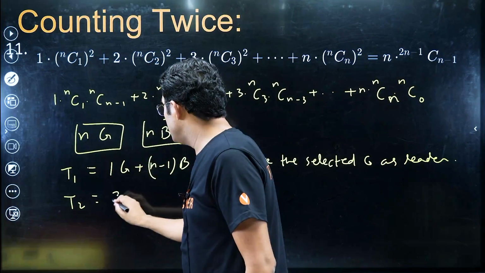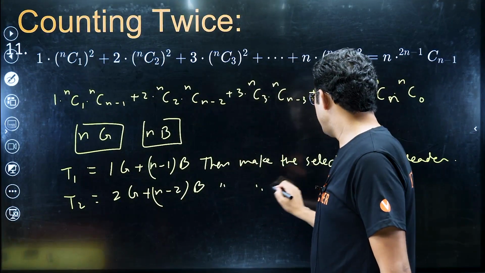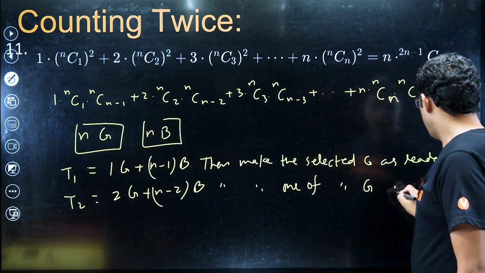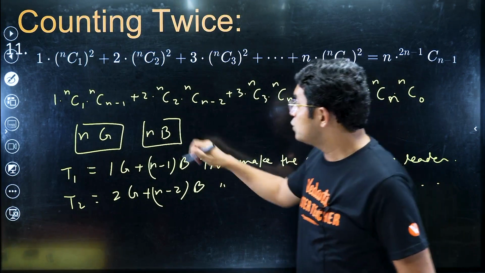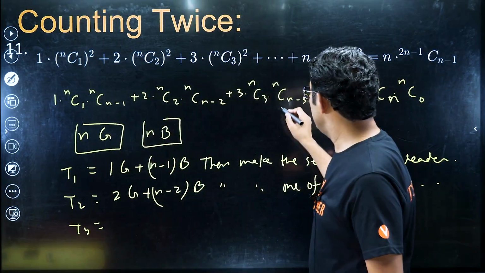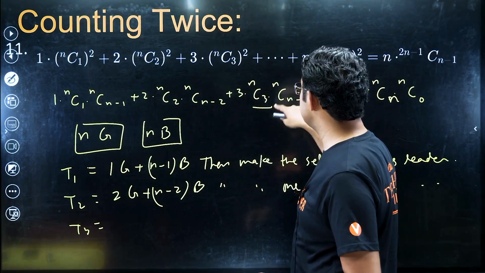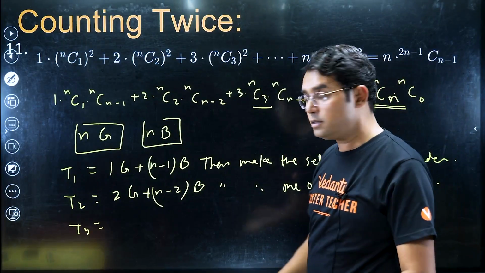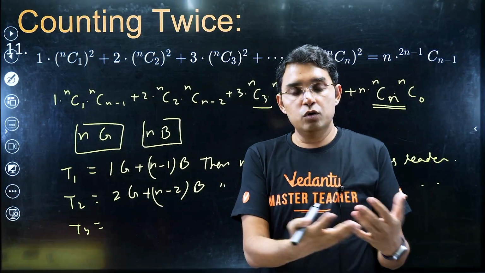But term 2 says 2 girls plus n minus 2 boys to be selected, and then make one of the selected girls as leader. Because 2 girls are selected, you will have 2 choices whom to make a leader. So you will be multiplying by 2. Similarly, if you look at term 3, you will be selecting 3 girls. So to make a leader from the girls, you will have 3 choices. So 3 into NC3 into NC n minus 3 and so on. This one would be selecting all n girls, no boys. So from n girls, you have n options to make whom as a leader.